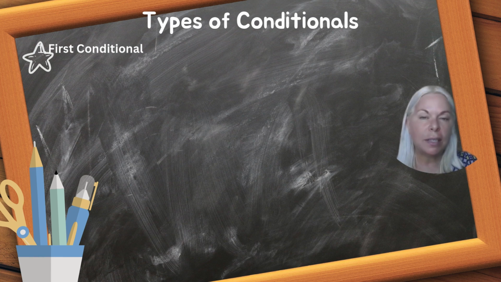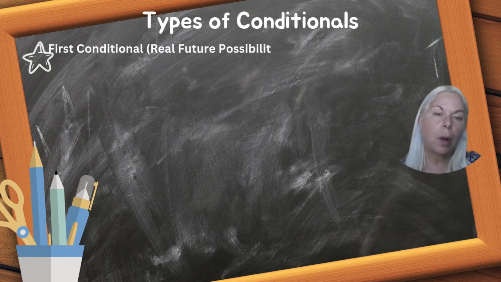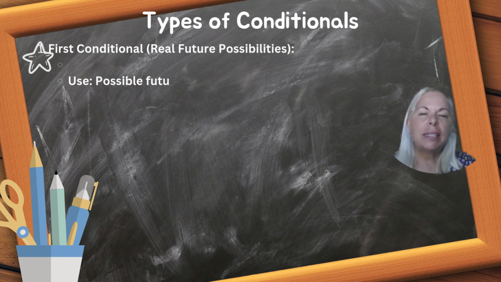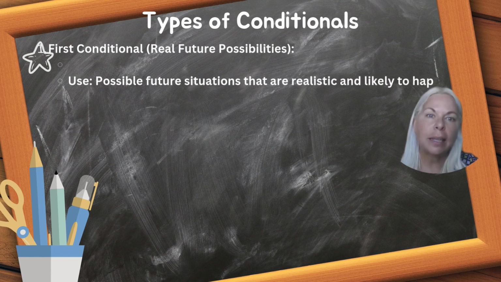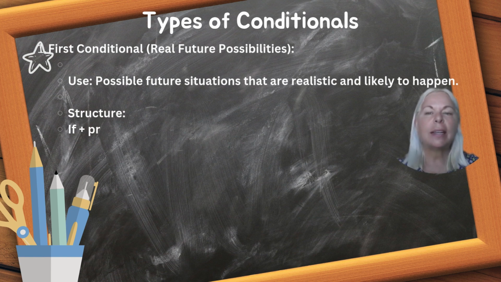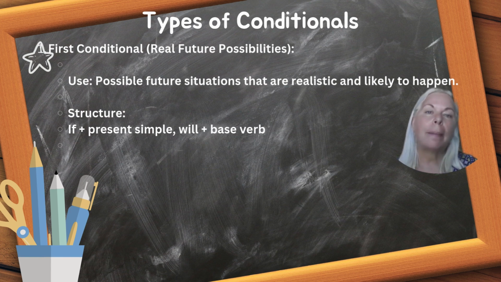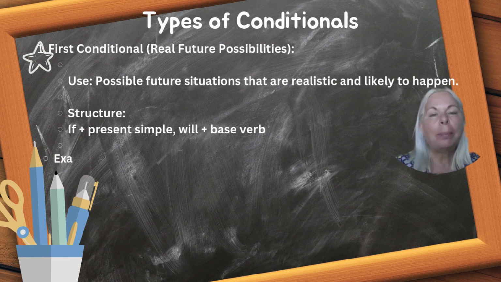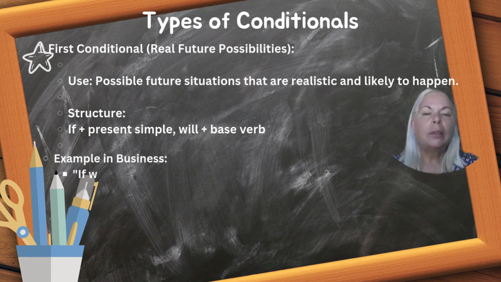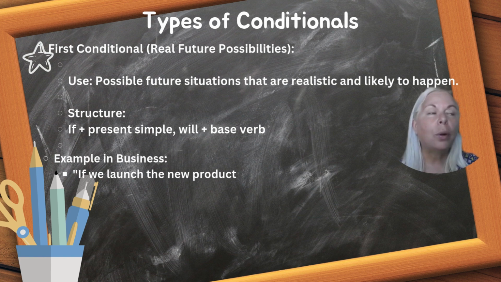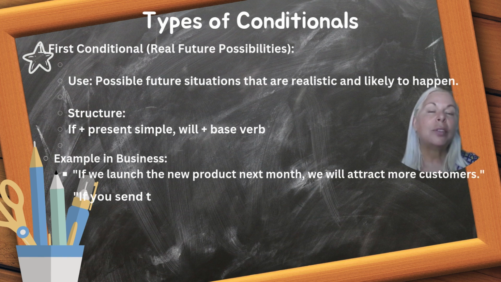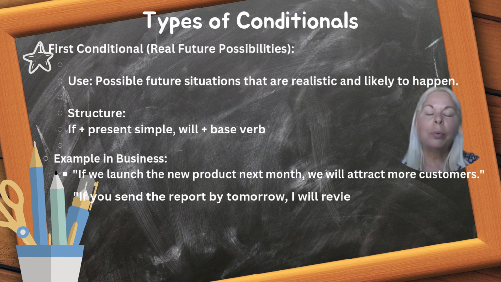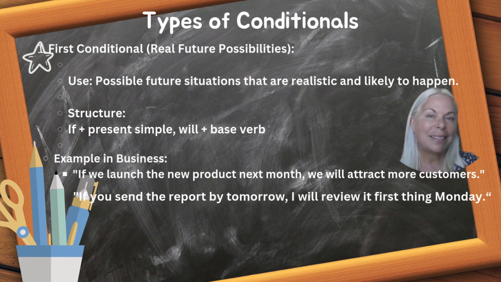Now, with first conditionals, those are real future possibilities. We would use these with possible future situations that are realistic and likely to happen. The structure is if plus present simple with will plus base verb. Now, an example in business would be if we launch the new product next month, we will attract more customers. And if you send the report by tomorrow, I will review it first thing Monday.